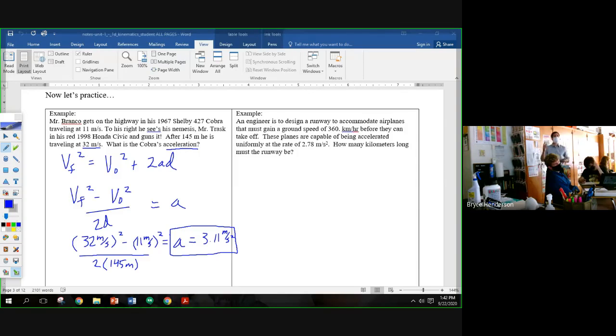Is this a reasonable answer? We don't really have a way to answer that yet, but what's a reasonable acceleration? Small. Small? That's a good answer. Are you familiar with gravity? Experience that at all? So like 9.8 meters per second squared, that's 1 g of acceleration. So like witness gravity.